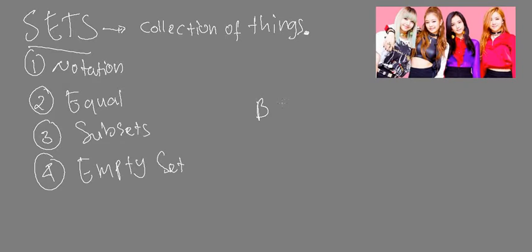And then in Blackpink we have four members, as you know. We always use curly brackets. In Blackpink we have four members, which are Lisa and Jennie and Jisoo and Rose. I'm very sorry if my writing of their names is not correct, but you get the idea. It should be curly brackets.